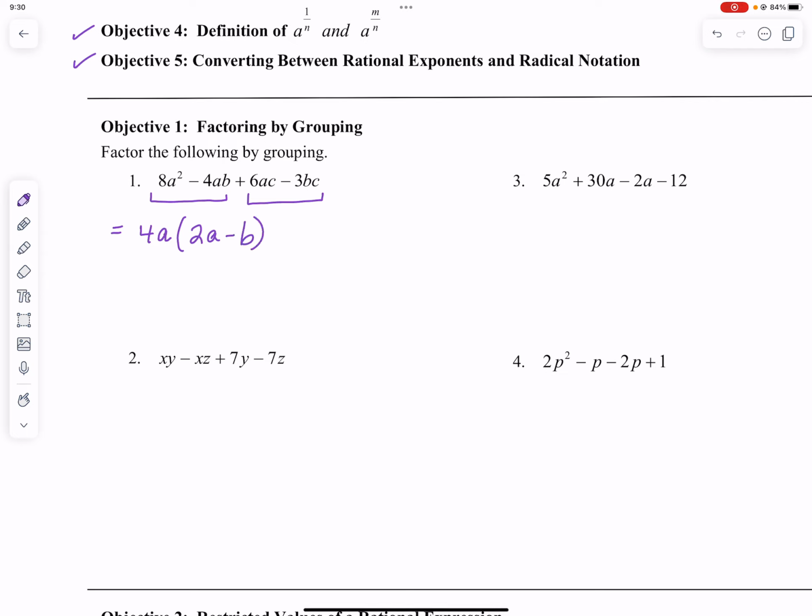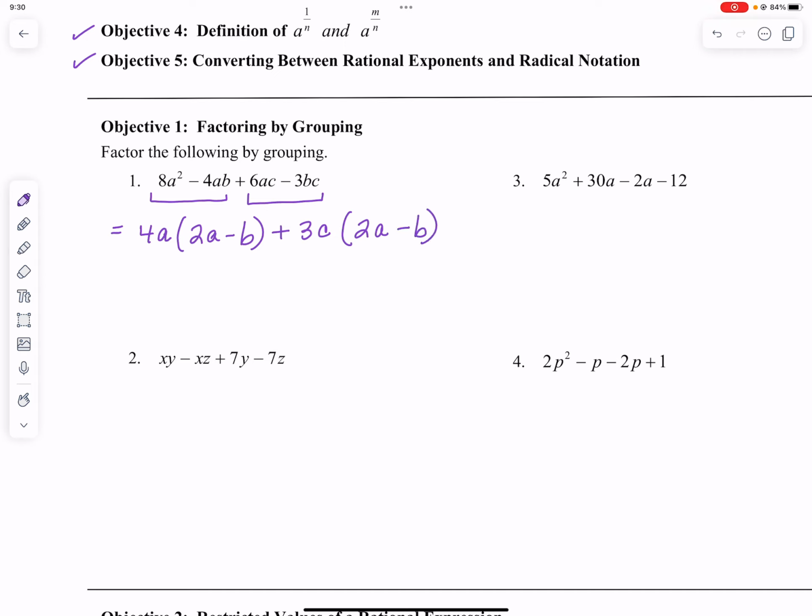Okay, and you can check this. You can go ahead and multiply this. 4a times 2a is 8a squared minus 4a times b, which is 4ab. So if you do need to go back and check any of these, feel free to do so. Sometimes it just makes it a little bit easier. Okay, so what we have in common in these next two terms is we can go ahead and factor a 3 out and a c. And what's left is a 2a minus b.